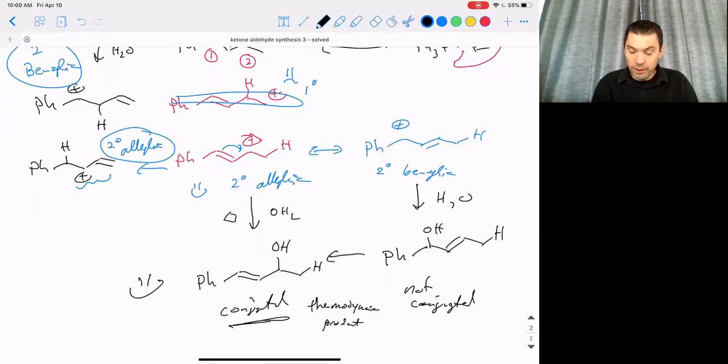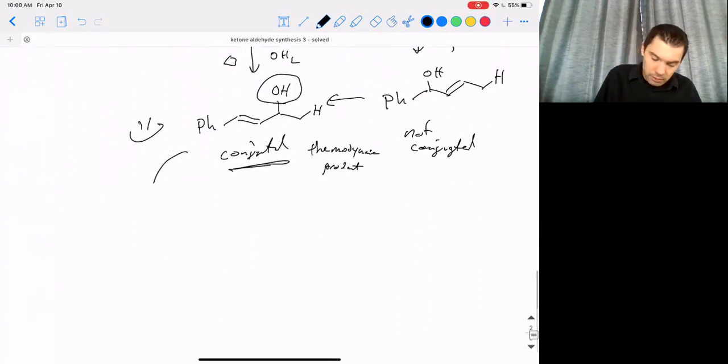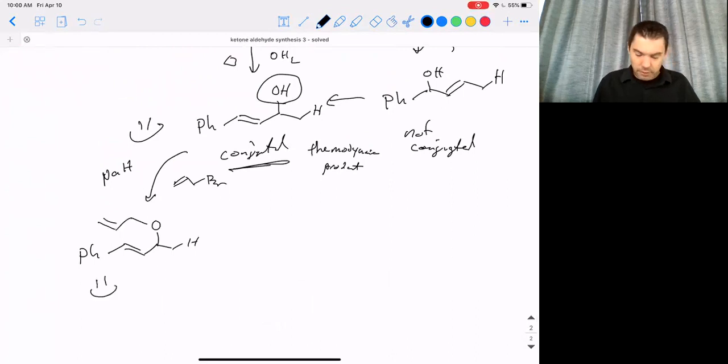And we could then alkylate this OH in the same Williamson ether synthesis we used above with allyl bromide and sodium hydride. So I can do that here. So NaH and allyl bromide would get me to the same product. And so that would be okay there.